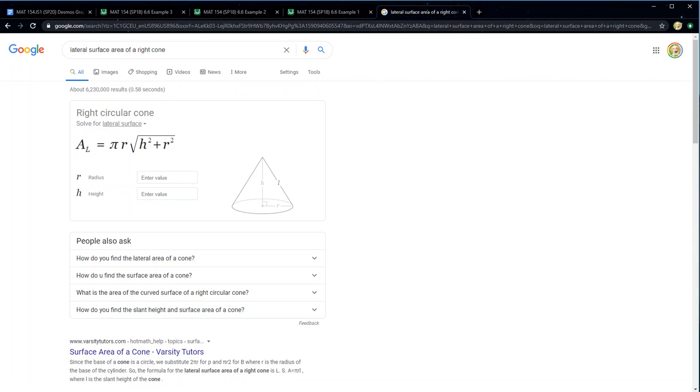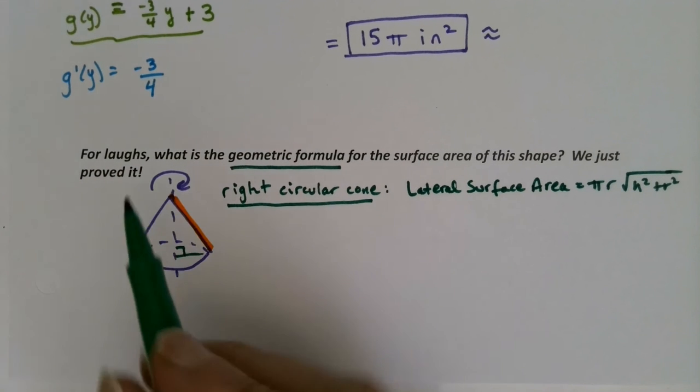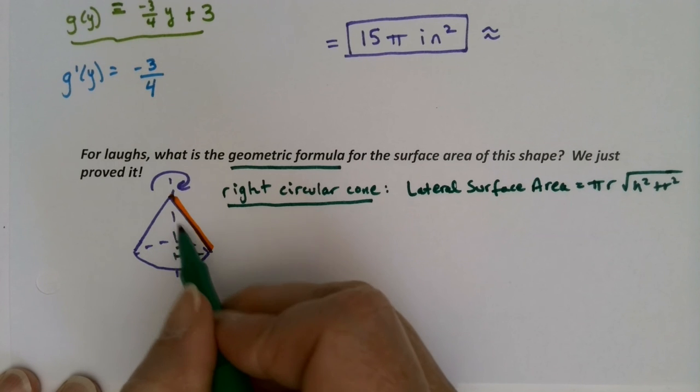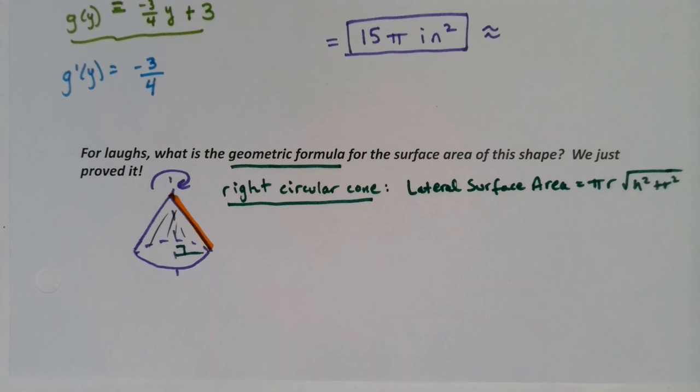All right, so lateral surface area. Lateral for the sides. We're not figuring out the base. The base is a circle, but we're not dealing with that piece of it. So the lateral surface area formula is pi r times the square root of h squared plus r squared. Thank you, Google. All right, so the lateral surface area means it's the surface area along the sides, not the bottom, right? We're not worrying about the bottom.